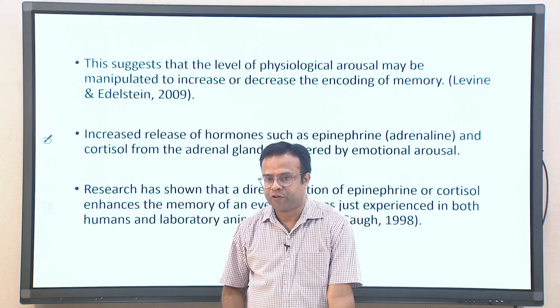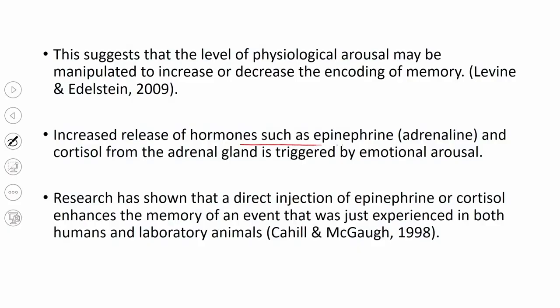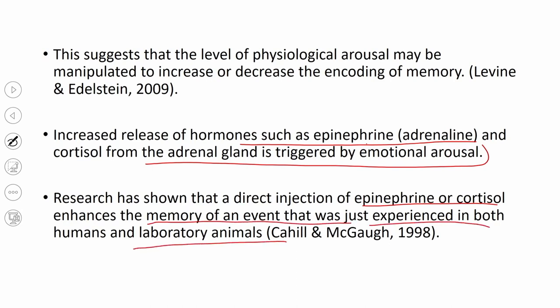For example, people tried to increase the release of hormones such as epinephrine, or adrenaline, and cortisol from the adrenal gland, which is triggered by emotional arousal. Mostly whenever we feel stressed or emotional, particularly negative emotions such as anxiety and stress, these hormones are released. Research has shown that when epinephrine and cortisol are injected artificially into the human body, they enhance memory of an event that was just experienced, in both humans and laboratory animals.